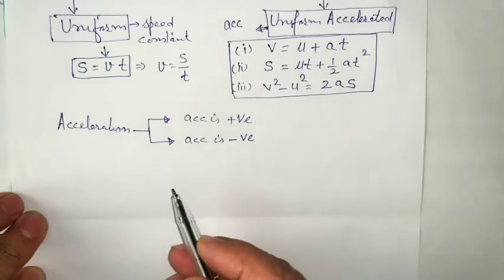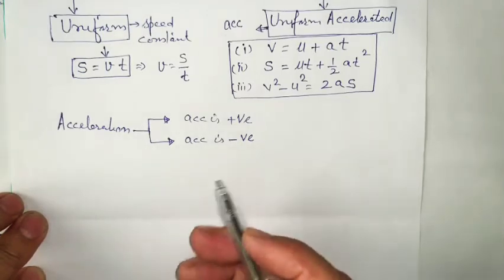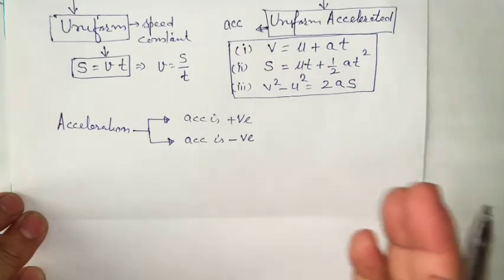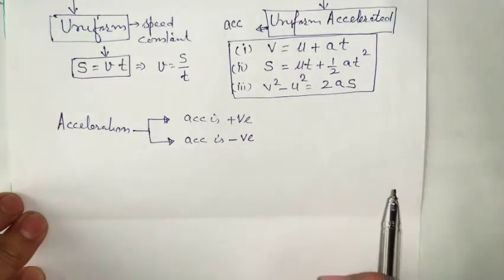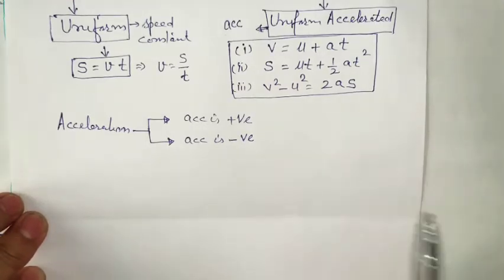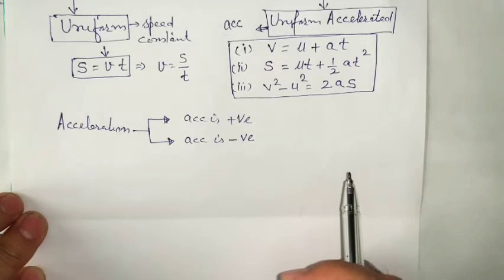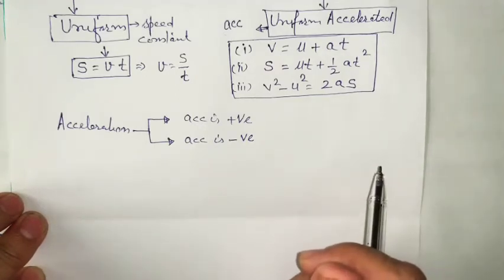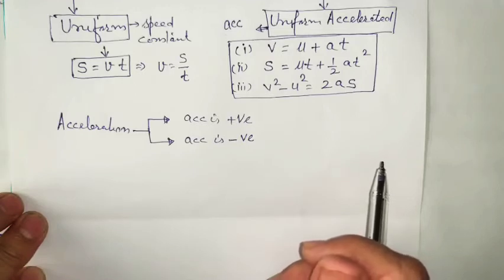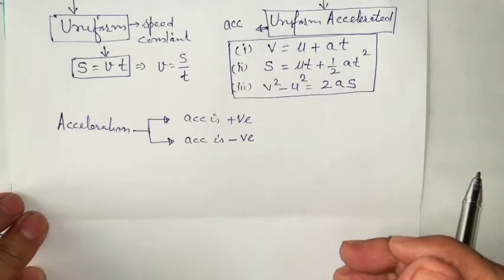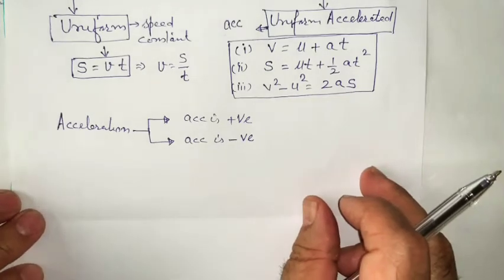For example, when we kick a football, the speed of the football goes on decreasing. After some time the football comes to rest, which means acceleration is negative. Suppose you are driving a car, the speed of the car goes on increasing, which means here A is positive.